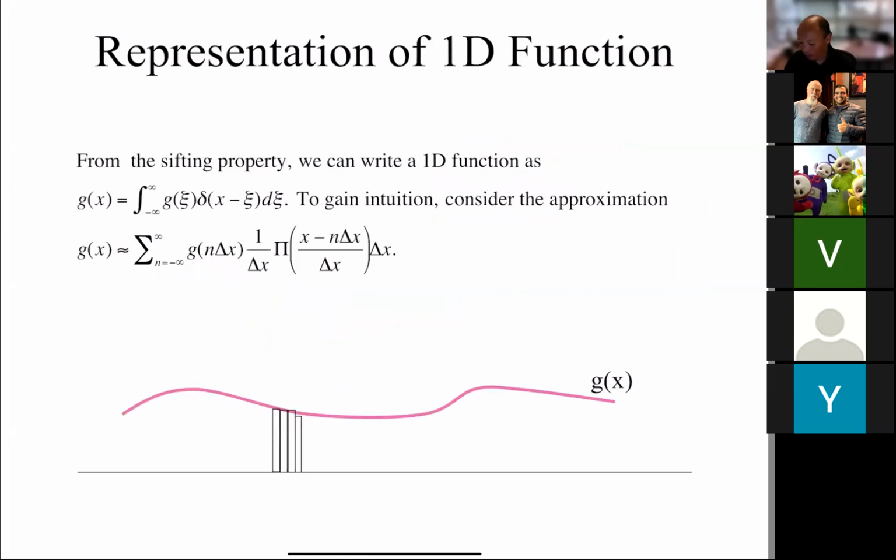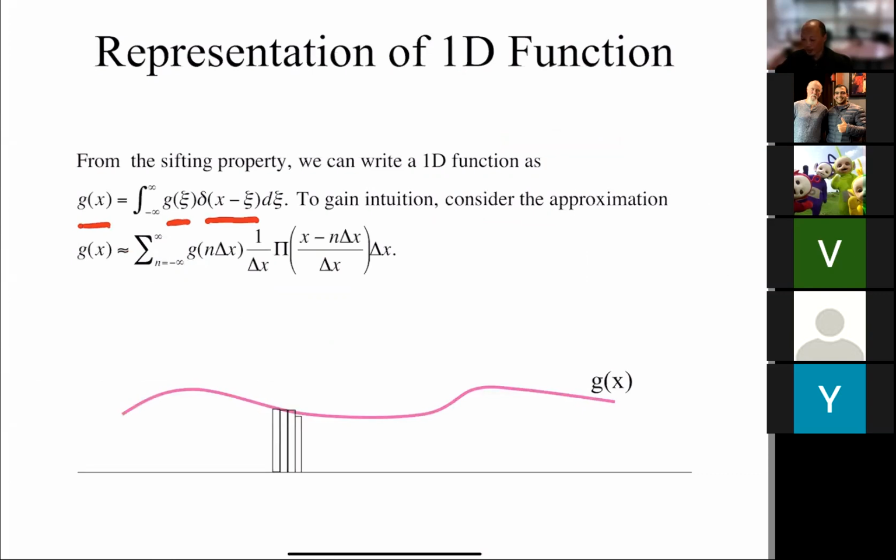Why are we spending so much time on delta functions? One idea is that we want to be able to express any function as an integral of 1D delta functions. The way we do that is we say g(x) is equal to the integral of every value g(xi) times these shifted delta functions, delta(x minus xi) d xi.